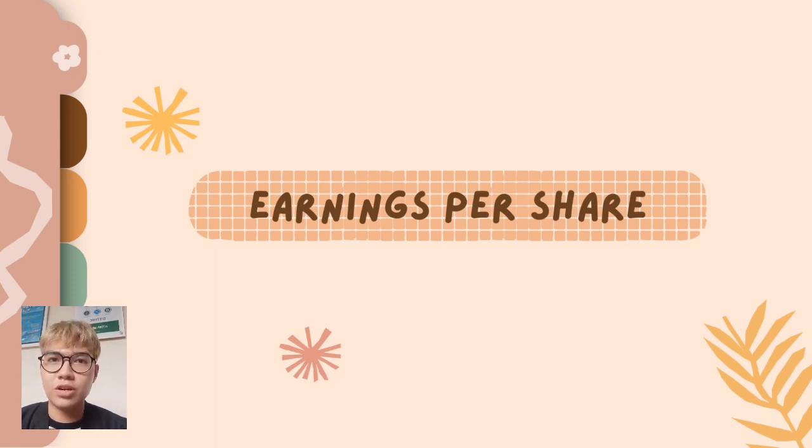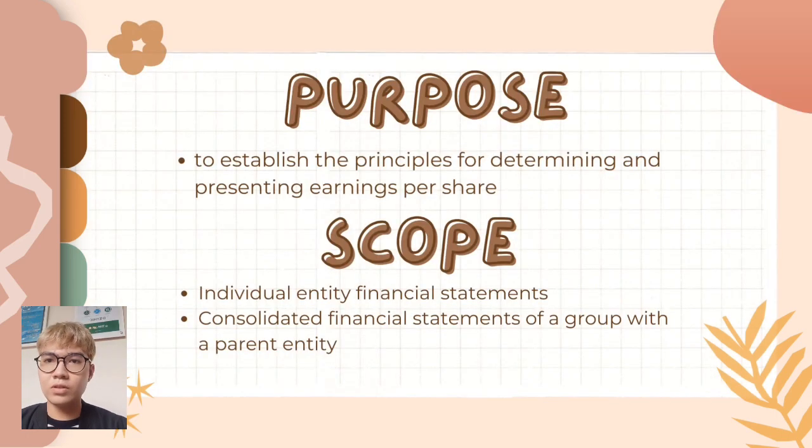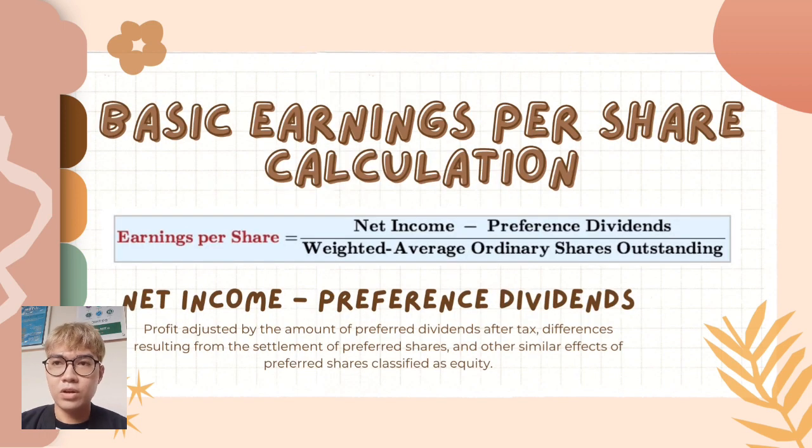So earnings per share indicates the income earned by each ordinary share of the company. The purpose is to establish the principle for determining and presenting earnings per share, and the scope is to individual entity financial statements and consolidated financial statements of a group with a parent entity.